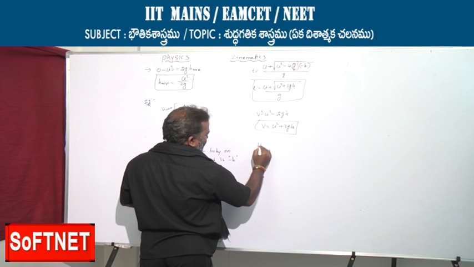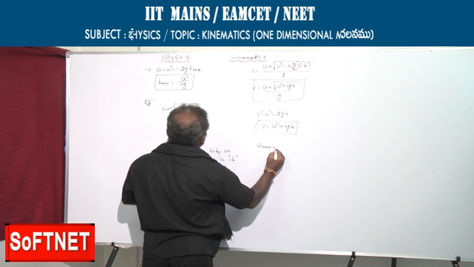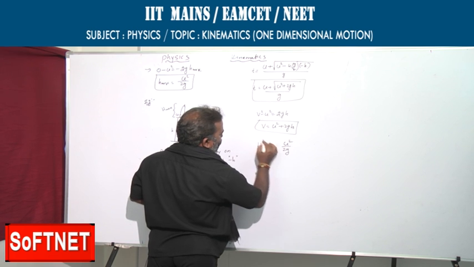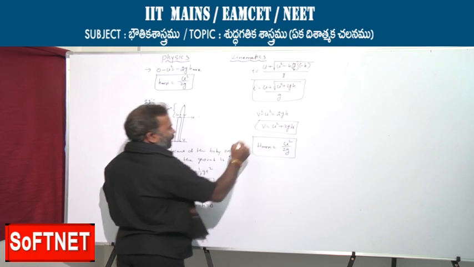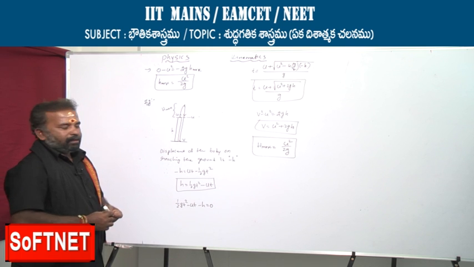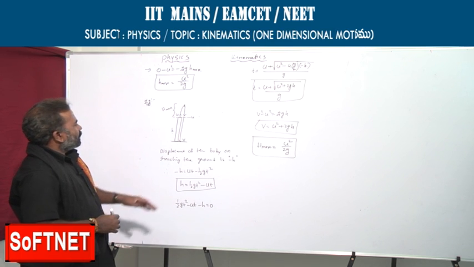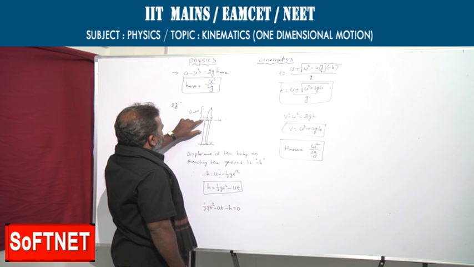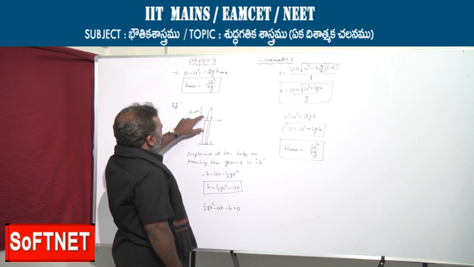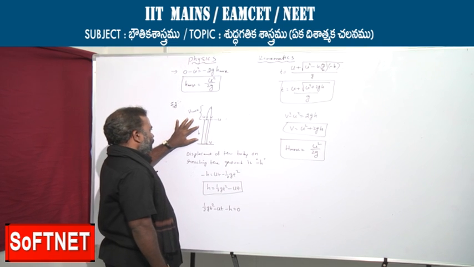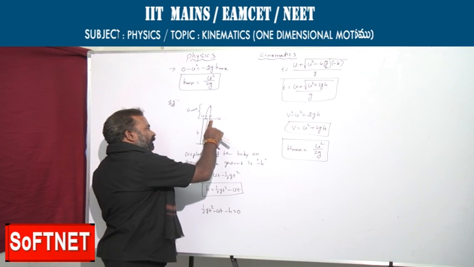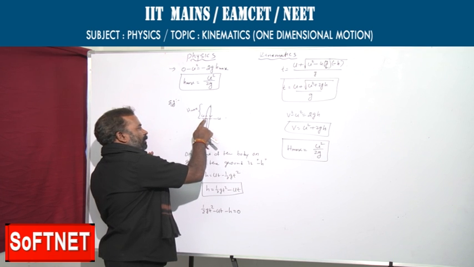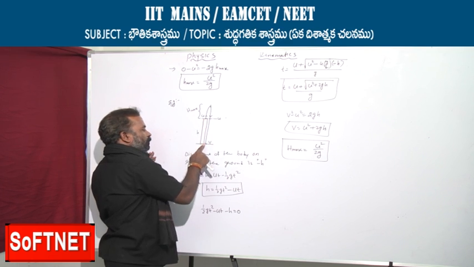Therefore, v is equal to root of u square plus 2gh. If you want to calculate h max above the tower, h max above the tower is u square by 2g. So in this way you can get a number of relations for a body projected vertically up from the top of a tower. Body projected upwards with velocity u from a height h of the tower.